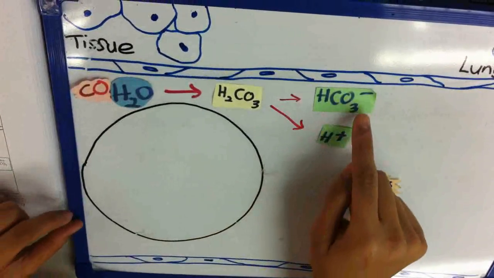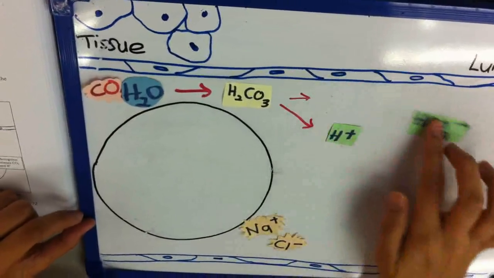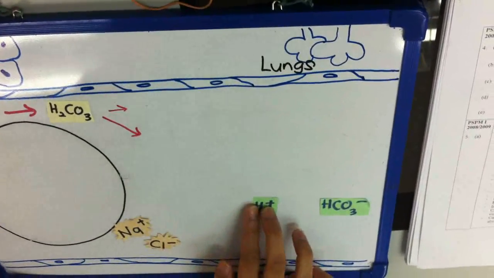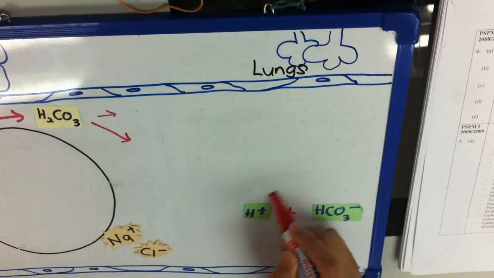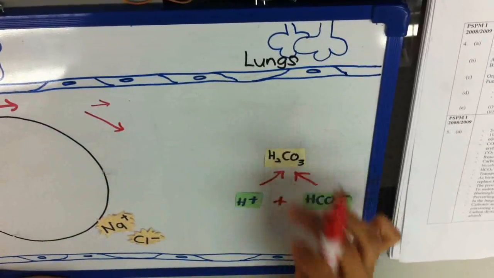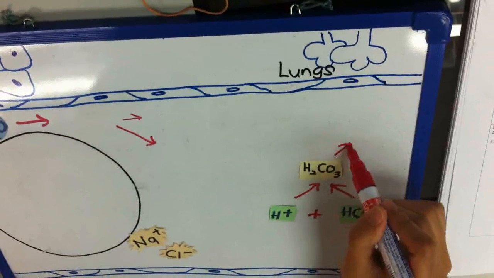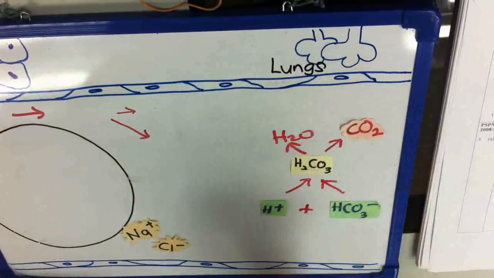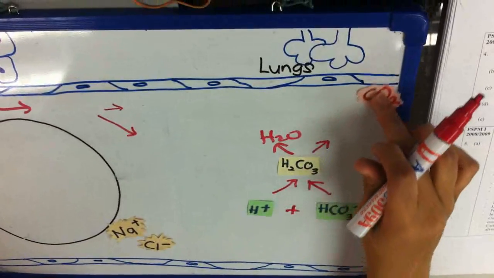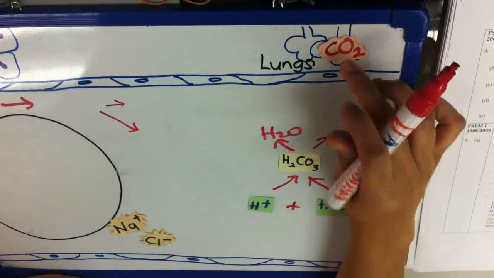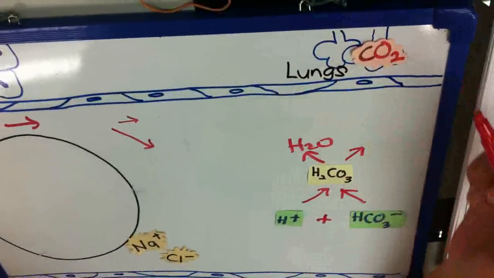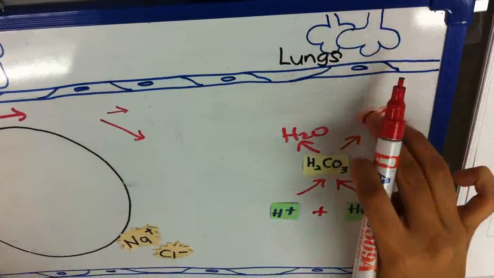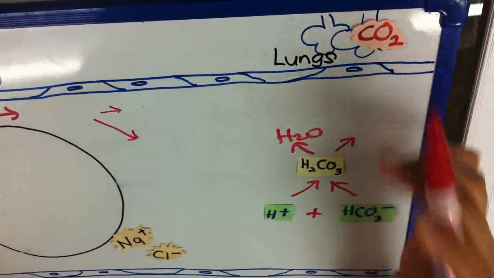So this HCO3 minus will be carried to the lung area. When it arrives at the lung area, the HCO3 minus will combine back with the H plus ion and form back the H2CO3. So the H2CO3 will dissociate again to form H2O, which is the water, and also the CO2. This CO2 will move into the lung area, where the partial pressure of the CO2 inside the lung is much lower compared to the partial pressure of CO2 inside the plasma. That's why the CO2 will be able to move inside the lung and into the environment.